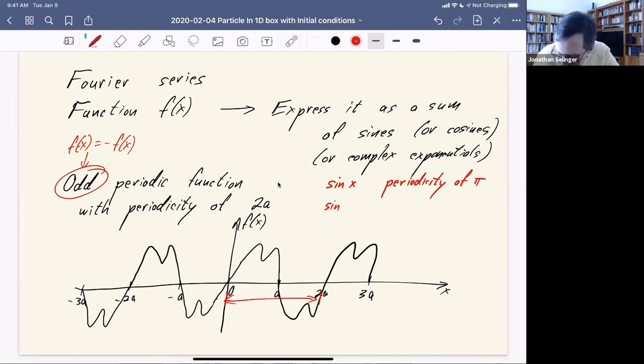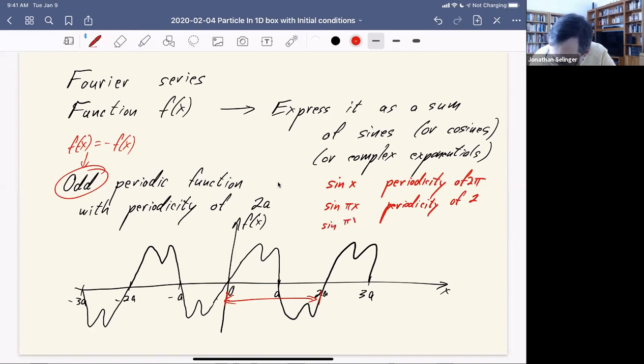Sine of pi x has a periodicity of 1. Whoops. Sine of x has a periodicity of 2 pi, excuse me. Sine of x has a periodicity of 2 pi. Sine of pi x has a periodicity of 2.